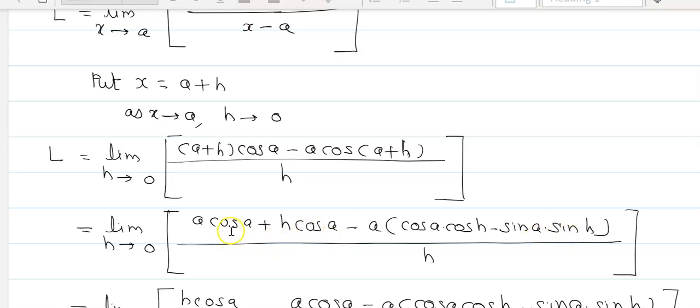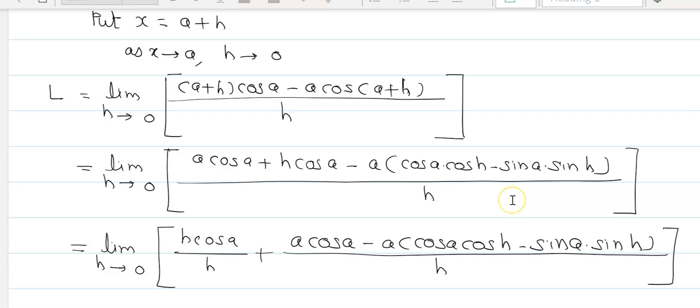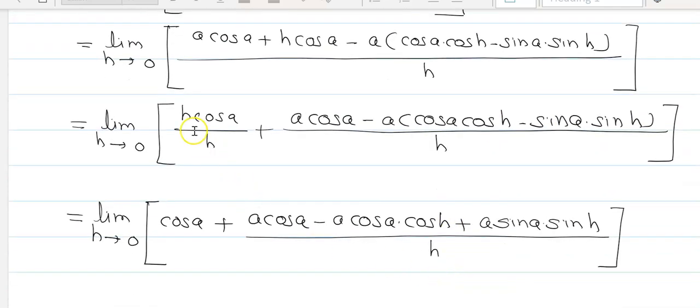Then you will get a cos a plus h cos a minus a cos(a plus h). Cos(a plus h) means what? Cos a cos h minus sin a sin h upon h. Split it up. Therefore you will get a cos a for this term and h cos a upon h. This h gets cancelled. A cos a minus a in bracket (cos a cos h minus sin a sin h). Therefore h gets cancelled and you will get cos a.